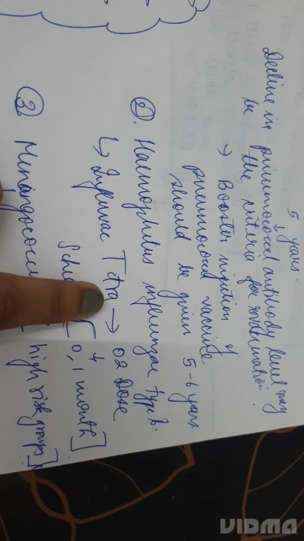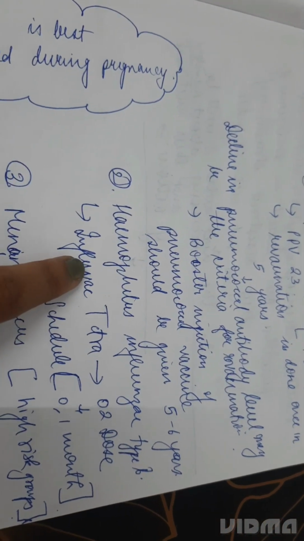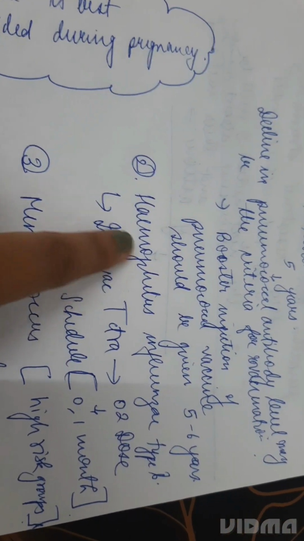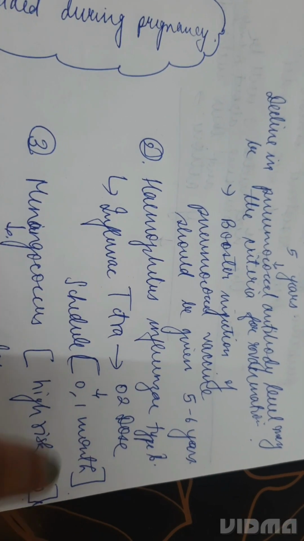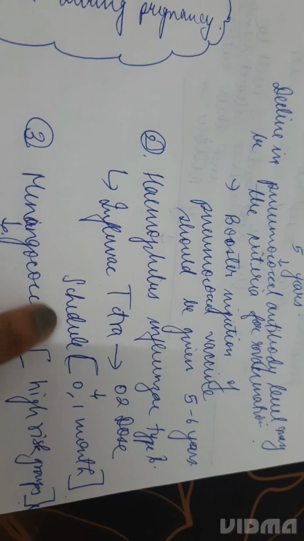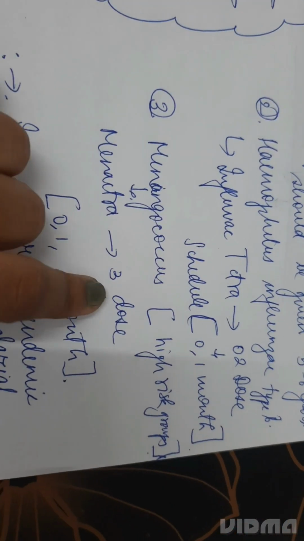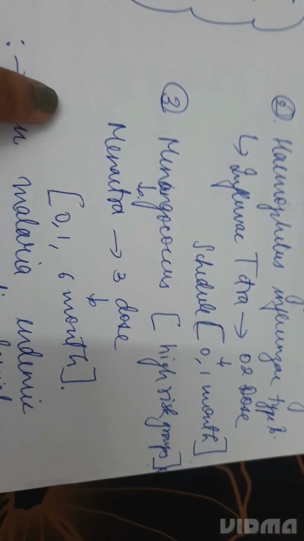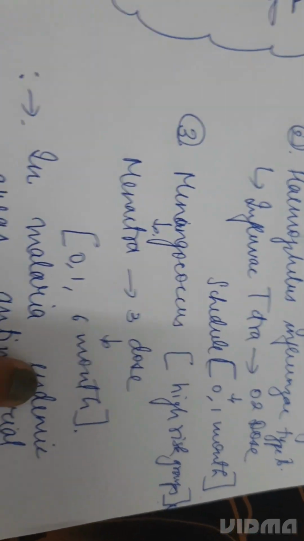Haemophilus influenzae type B vaccination is given to prevent OPSI. It comes in the name of Influvac Tetra, the number of doses is 2, and the schedule is 0 and 1 month. The third vaccine is meningococcal, given to high risk groups, and it comes in the name of Menactra, with 3 doses given at 0, 1 and 6 months.